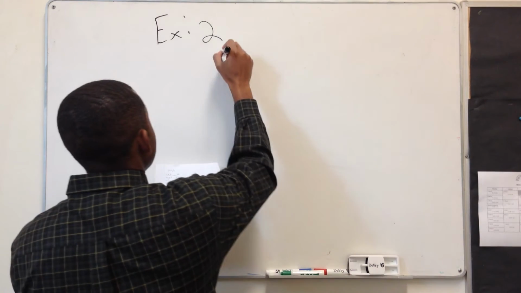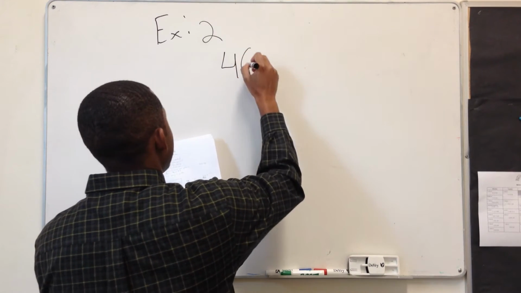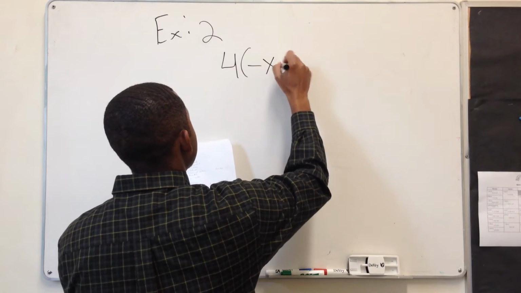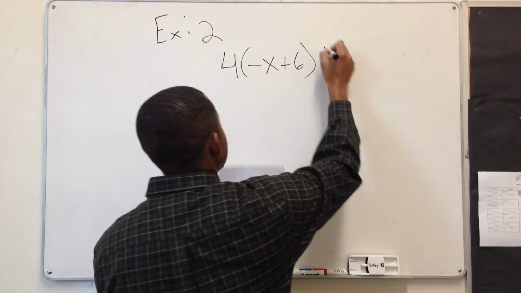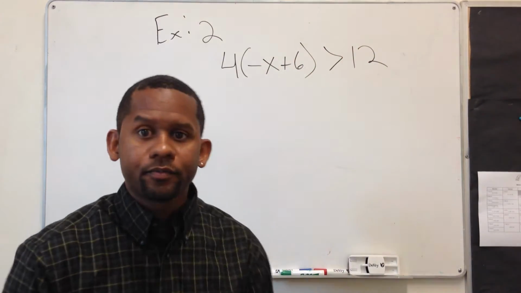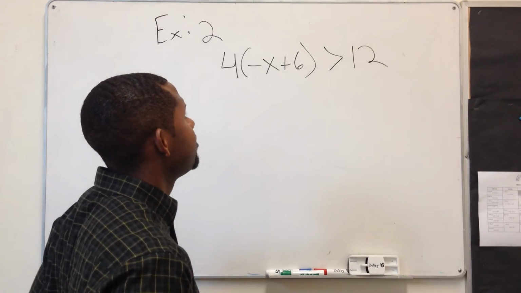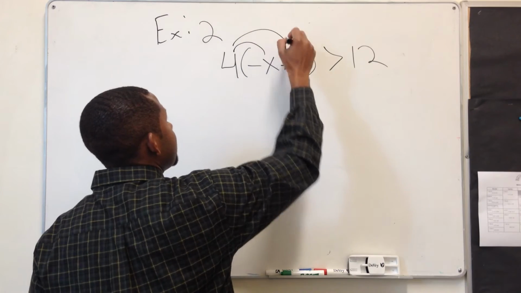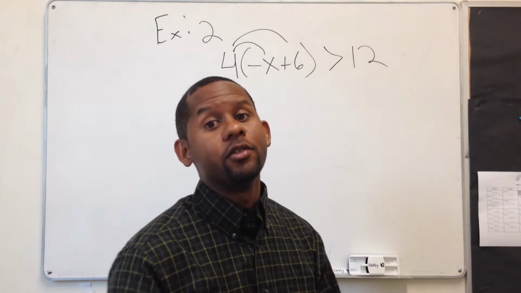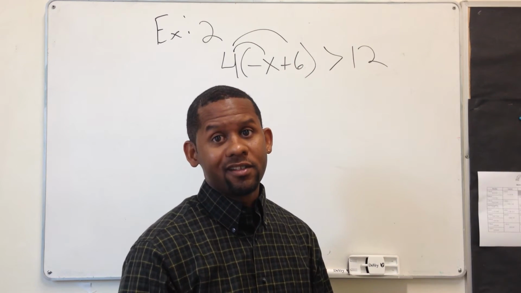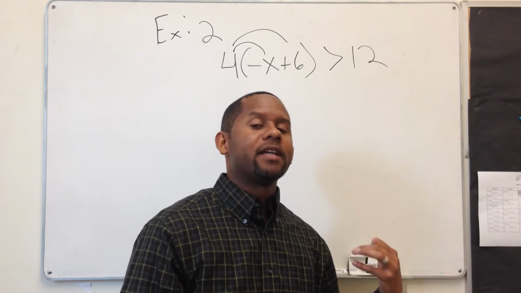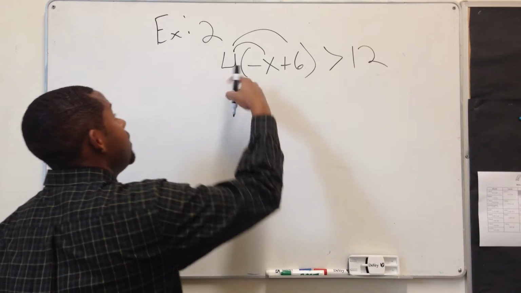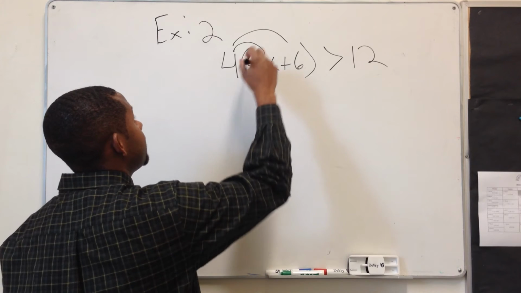It says 4 times (negative x plus 6) greater than 12. Again, a couple of steps we have to do there. We follow this just like equations. You should see distributing, so I'm distributing right here. Actually, you're doing this on your own before, and now you're coming back and you're like, okay, what do I do? So you're starting off by distributing.